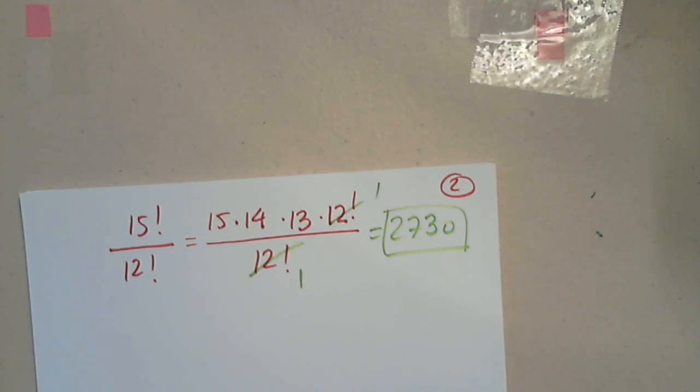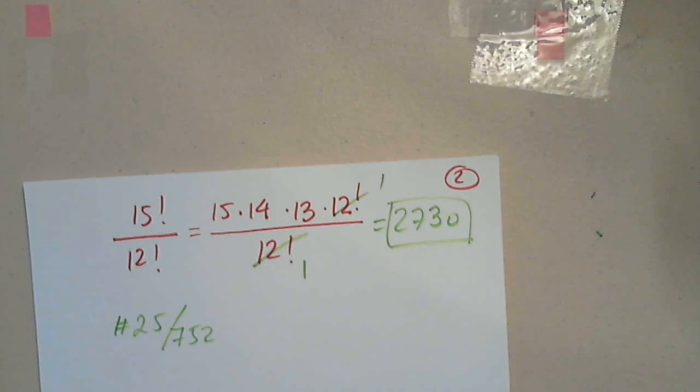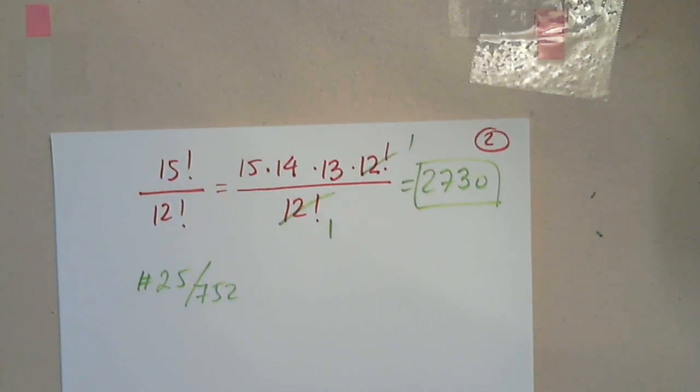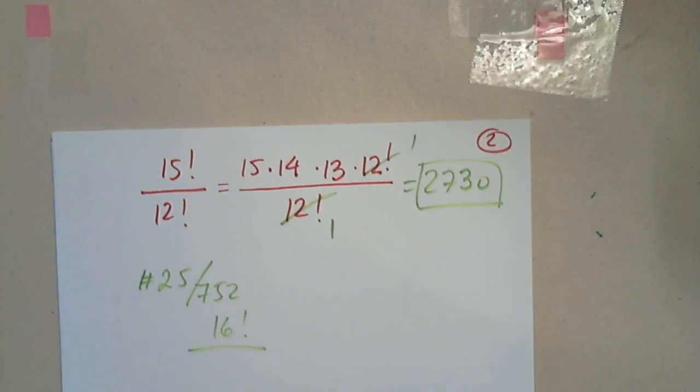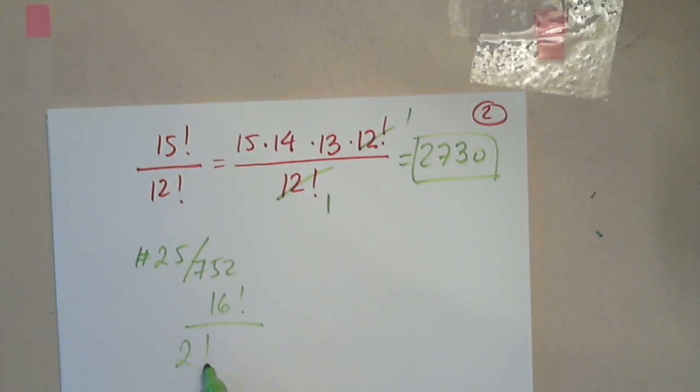On page 752. Let's start with 25. 752. And we have 16 factorial divided by 2 factorial multiplied by 14 factorial.